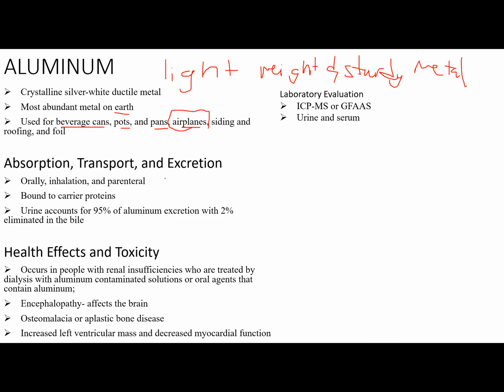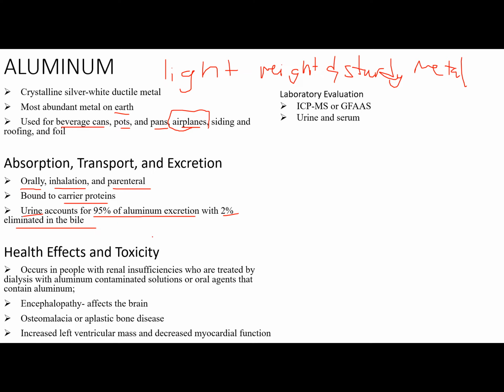Now, absorption, transport, and excretion. It could be absorbed via oral, inhalation, and parenteral routes. Now, aluminum is often bound to carrier proteins. Urine accounts for 95% of aluminum excretion. Take note of that. While 2% is eliminated in the bile.